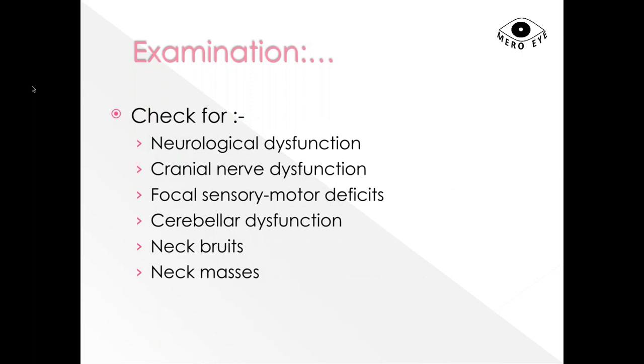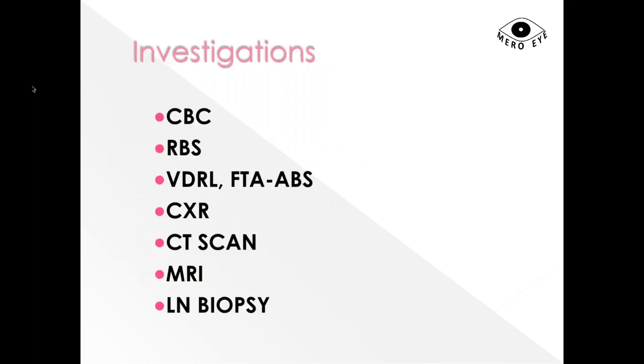Then other examinations, like neurological examination and cranial nerve examination, I'll look for any focal sensory or motor deficits and cerebellar dysfunction, and look for any masses in the neck, which can be present in Horner's syndrome associated with carotid dissections. After these investigations, blood examination is also important to rule out syphilis and tumors, along with chest X-ray, CT scan, and MRI. They can be targeted according to what we think is the pathology.